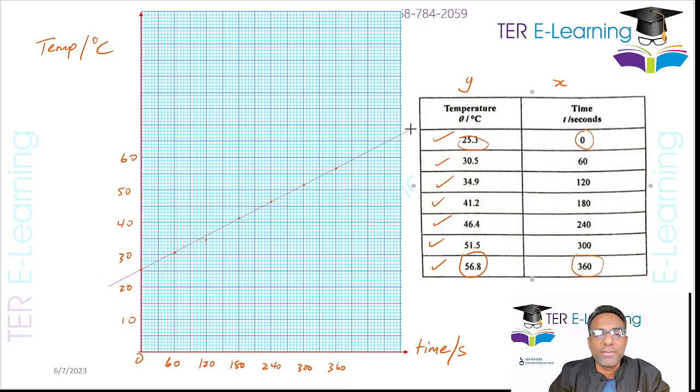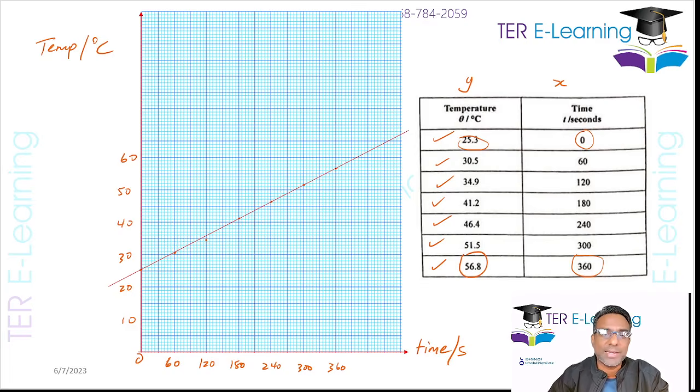Now when you're drawing a line of best fit, you try to draw it so that the points kind of fit on the line, right? You balance the points if they don't all lie on the same straight line. But the second point, let me double check that, 60 against 30.5, and 120 against 34.9. All right, so this one point here seems to be a little off, but all the other points lie on the same straight line. So I'm going to go with that as my graph, right?